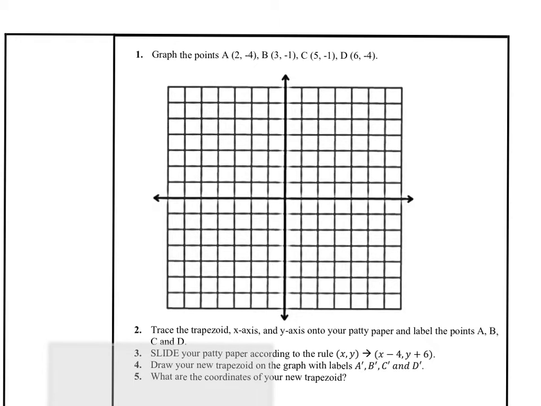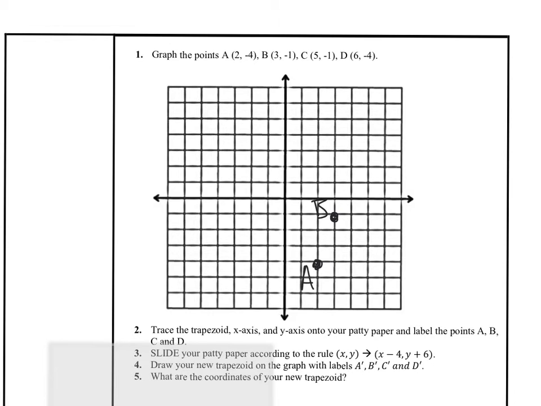All right, let's refresh ourselves on how we do a translation or a slide of a shape. We are supposed to graph these 4 points first as neatly as possible. A is at +2, so I start at the origin and I'm looking +2 for x and down 4 for y. So I'm going to put my first point right here. I'm calling it A. My second point is +3 for x, so I'm going right 3 and down 1, and I'm putting my point right there for B.